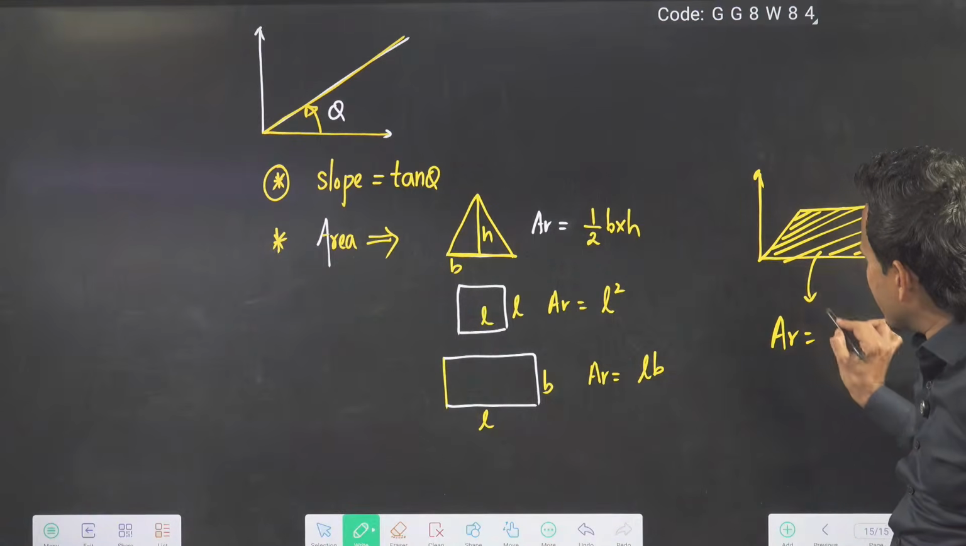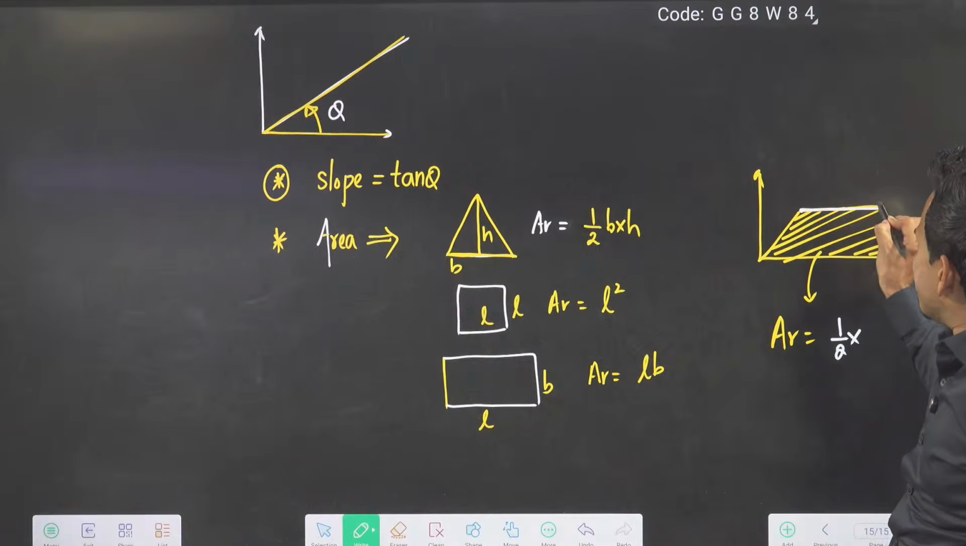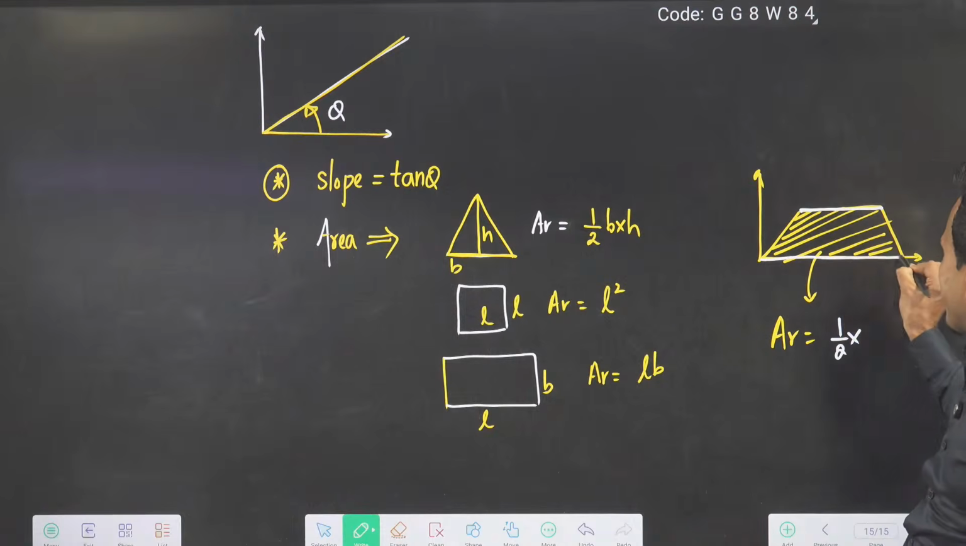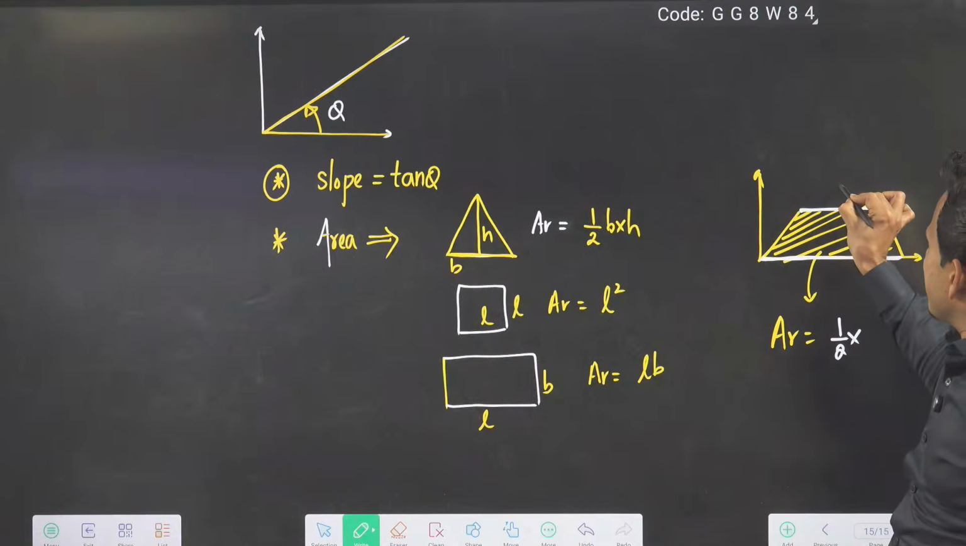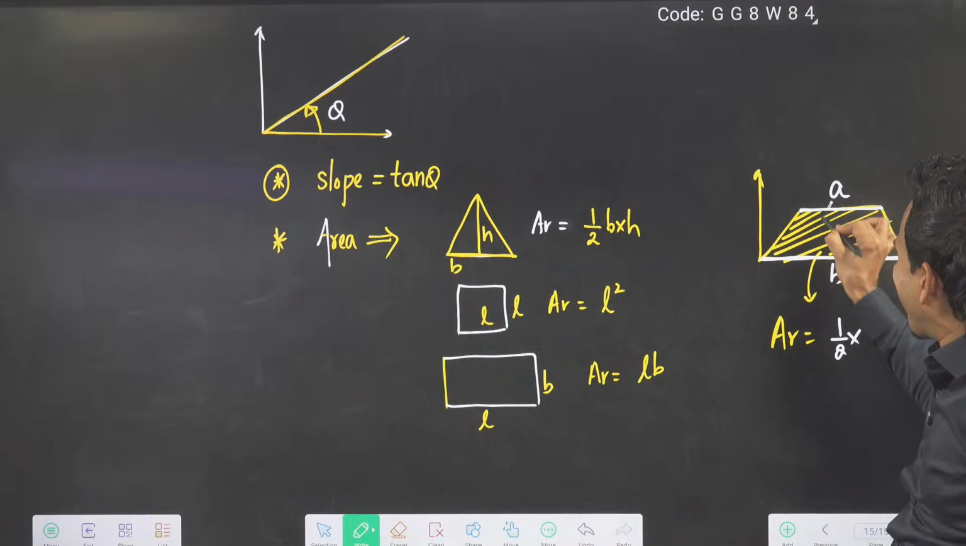Area of trapezium is half into 2. In trapezium you always have two parallel sides. So if this parallel side has length A, this parallel side has length B. These two sides are parallel.